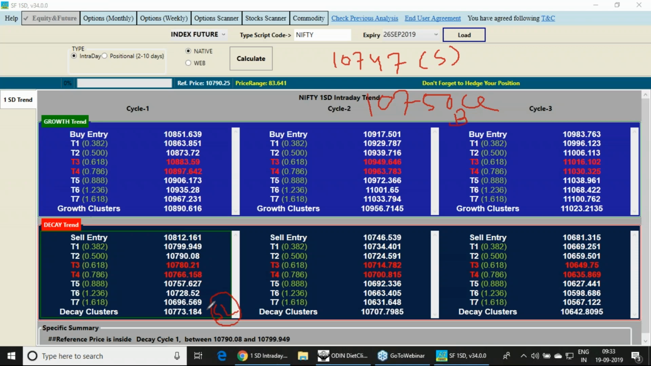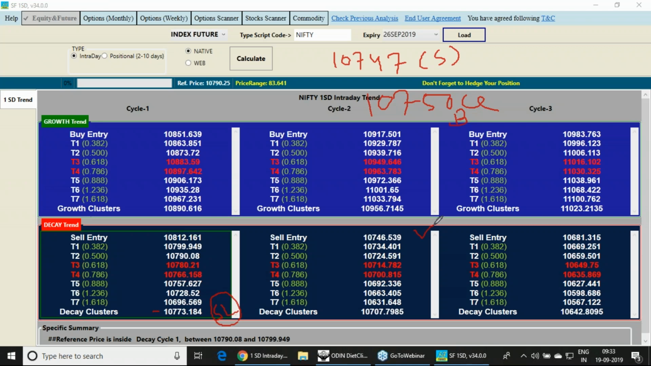As a swing trader, what should I do here? Give your views so that I can understand. Reverse the trade. Ram Kumar ji is telling reverse the trade at the 10,773 level. So here, reverse the trade.